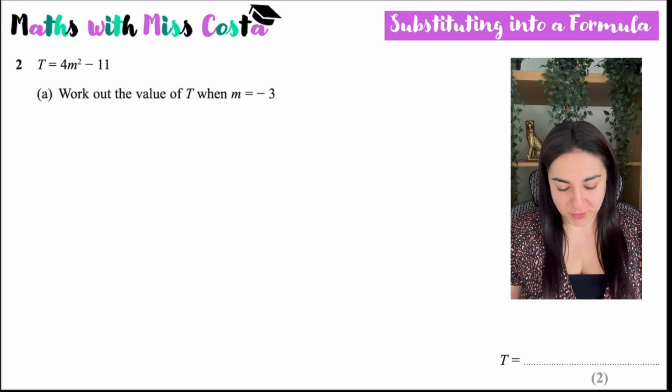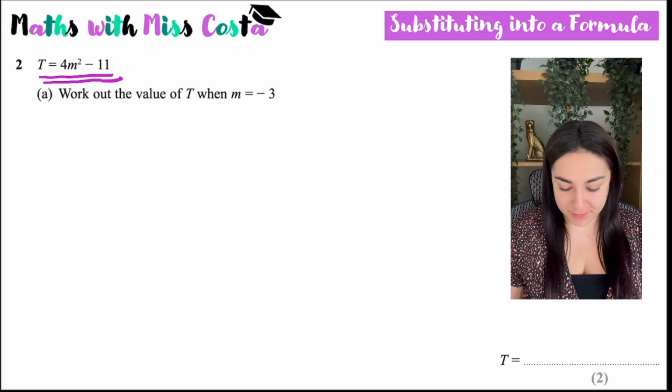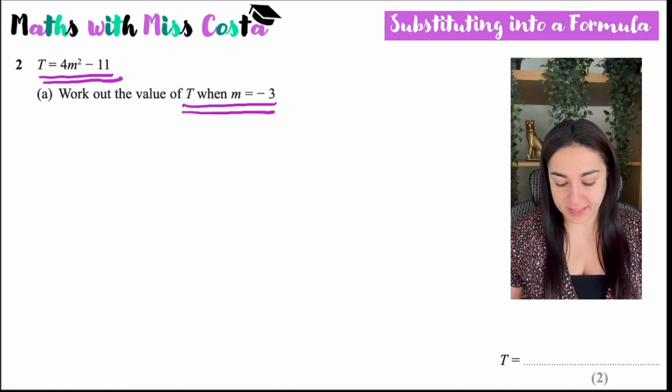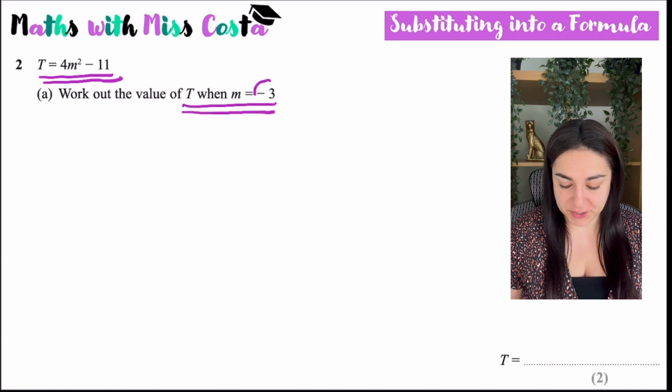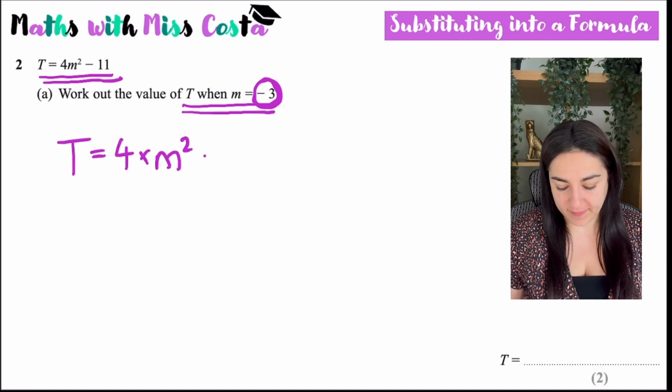Okay, so here I'm told that t equals 4m squared minus 11, and I need to work out the value of t when m is -3. So essentially I need to substitute -3 into this formula. Now it always helps to actually just write out what the formula is doing. So 4m squared, what does that mean? It means 4 times m squared and then take 11.